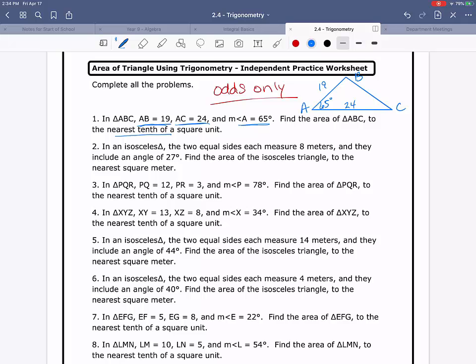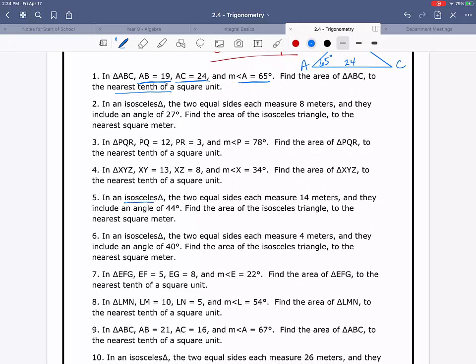The second thing I want to bring up is the fact that they throw this word at you right here. That word, if you're not familiar with it, is isosceles. The word isosceles means that your triangle has 2 sides that are equal. It talks about this right here. The 2 equal sides each measure 14. And they include an angle of 44 degrees. So when you draw this one, the 2 sides that are 14, for example, are like here. They include an angle of 44, means the angle between the 2 matching sides. So make sure you put the angle between the 2 sides that are equal.